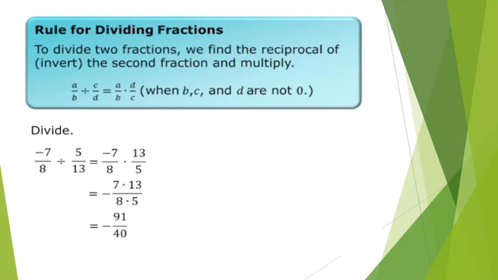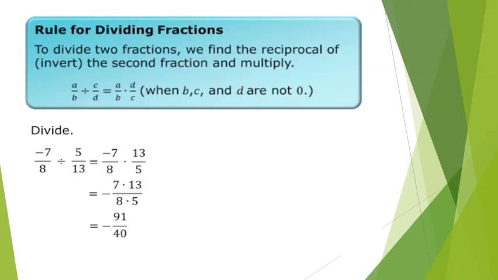Then what we do is we invert, or we find the reciprocal of the second fraction. So if we originally started with 5 over 13, it's going to flip. 13 is going to become the numerator, 5 is going to become the denominator, and then we do the multiplying, which is multiplying the denominators, multiplying the numerators. So here we have 7 times 13, and we don't forget about that negative symbol there. Since there's only one negative fraction, we're going to put that negative symbol before our work.